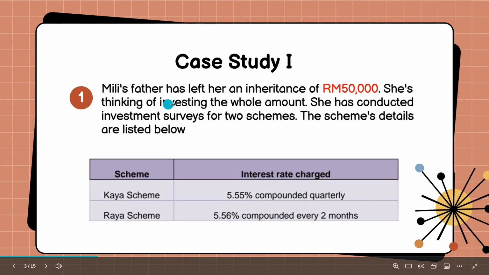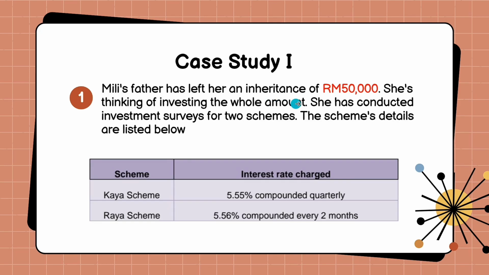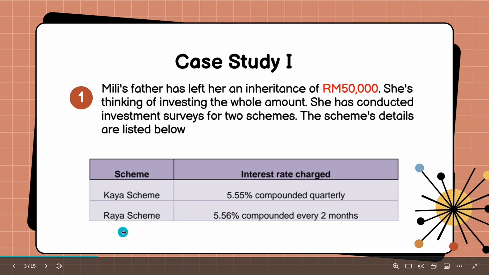Case study 1, number 1. Millie's father has left her an inheritance of 50,000 ringgit. She's thinking of investing the whole amount. She has conducted investment surveys for 2 schemes. The scheme's details are listed below. Kaya scheme, interest rate charge is 5.55% compounded quarterly. Raya scheme, 5.56% compounded every 2 months.